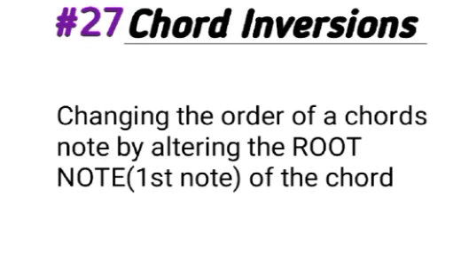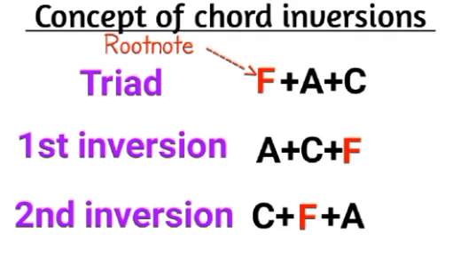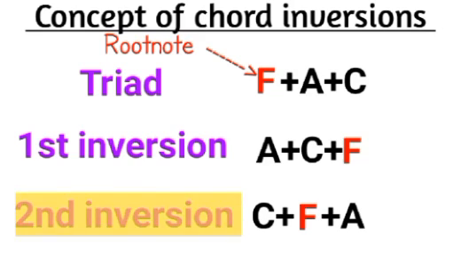Chord inversions. Chord inversion is very similar to chord voicing in the sense that it also involves changing the order or arrangement of the notes in a chord. But in this case, the focus is mainly on the root note of that chord. That is, we alter the root note of the chord, which is the first note of the chord, to form different inversions. So all basic triad chords have two inversions, which are the first inversion and the second inversion. First inversion is simply when the root note is moved up the first time, while second inversion is when the root note is moved up the second time.